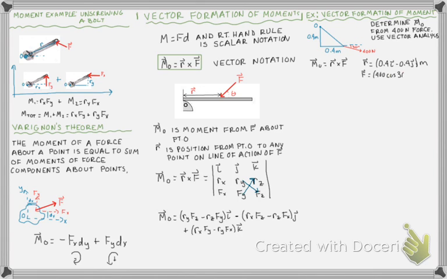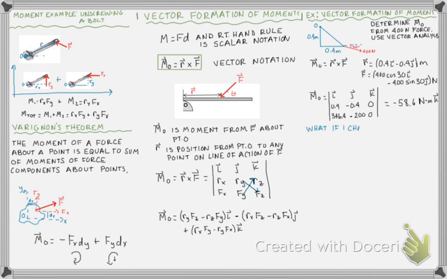And my force is 400 cosine 30 times i minus 400 sine 30 times j newtons. So my moment is going to be in vector notation. So here I'm going to write it out for you. And if you solve that, you will get negative 58.6 newton meters k. So if you do out this vector math, you'll see that it's only in the k direction.